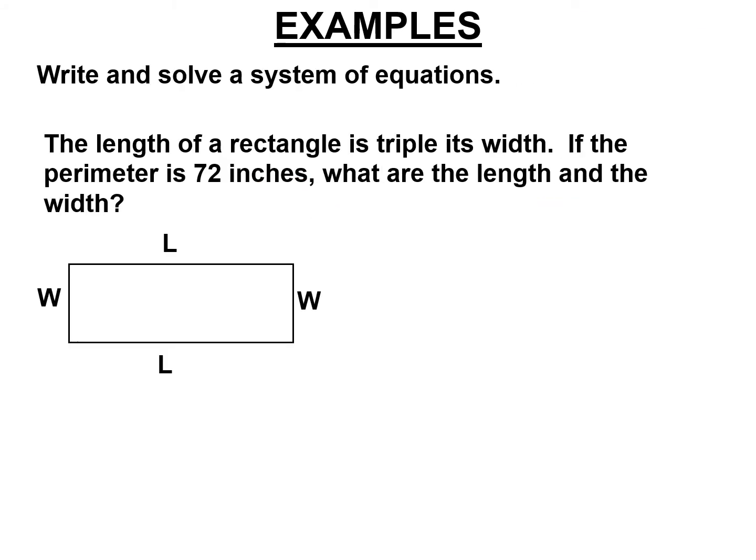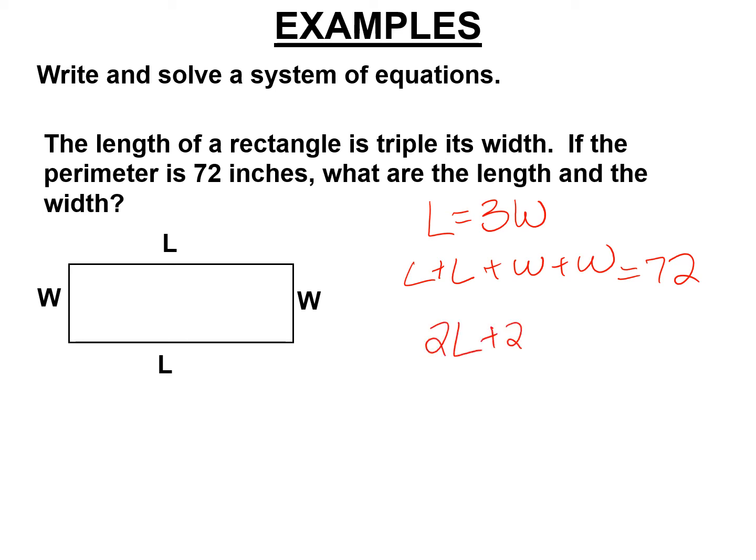Right, so this one is going to be substitution, but it's not a rate problem. The length of a rectangle is triple its width. All right, so the length of a rectangle is triple its width. L equals 3W. If the perimeter is 72 inches, well, how do you find a perimeter? Right, you add up the sides. L plus W plus W, right? We add up the two up, and so hopefully you wrote that as 2L plus 2W equals 72.